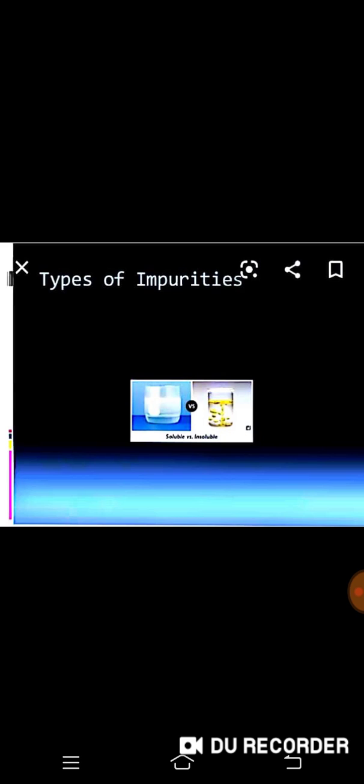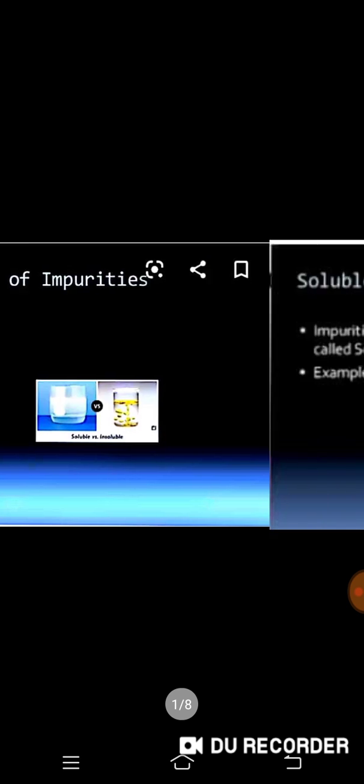There are two kinds of impurities that are found in water. One is soluble impurities and the second one is insoluble impurities. Impurities that can be dissolved in water are called soluble impurities. For example, salt, germs and chemicals, like you can see in this picture.